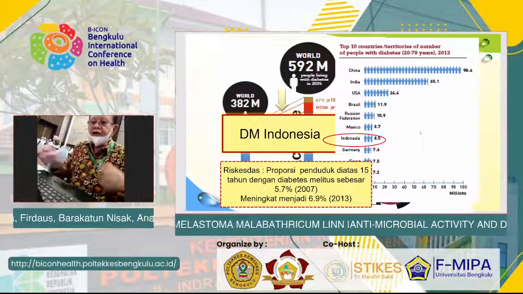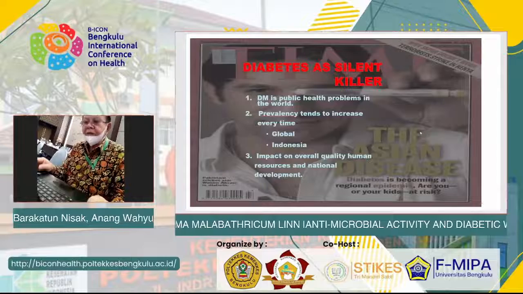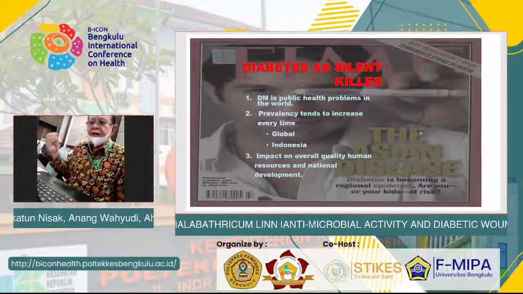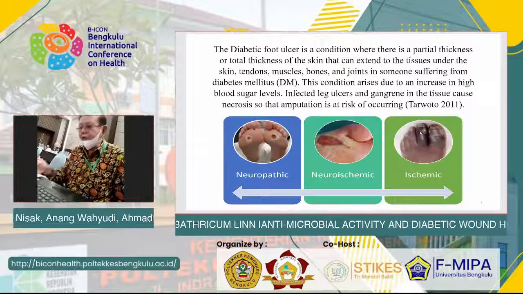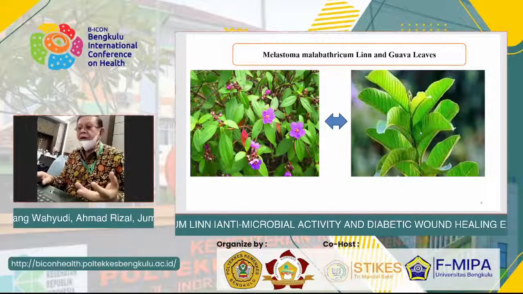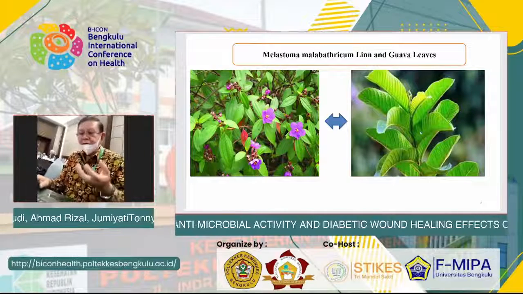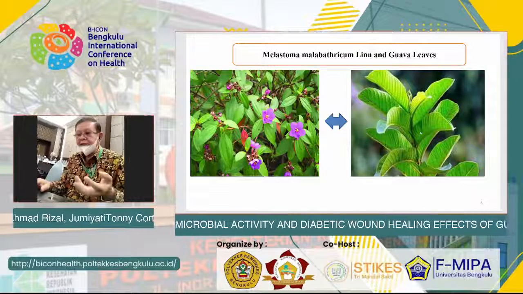Now, the combination of Melastoma malabathricum Linn leaf and guava leaf; in Indonesia we say daun serduduk and daun jambu biji. So this describes the Melastoma Linn and guava leaf. I cannot read the whole thing, there are many things.